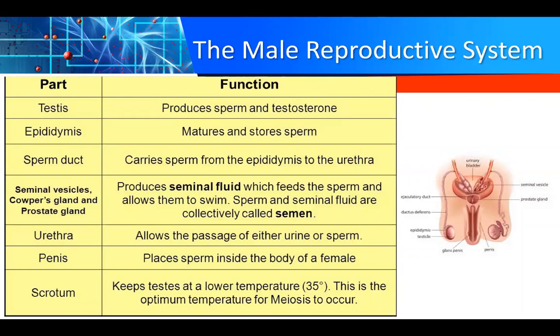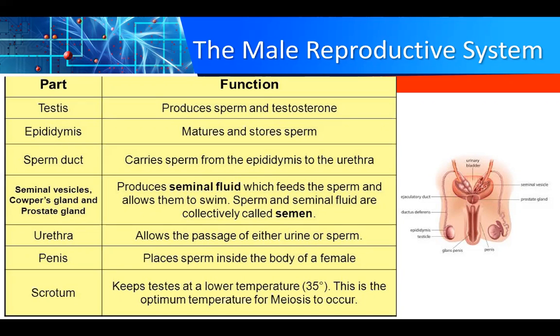The testis produces sperm and testosterone. The testis consists of a cluster of tiny coiled tubes where sperm are formed. In addition to sperm, the testes produce testosterone. Testosterone controls the development of adult male characteristics. This includes facial hair, the deepening of the voice, the broadening of the shoulders, and the ability of producing sperm. And the testes are located in the pouch of skin called the scrotum.